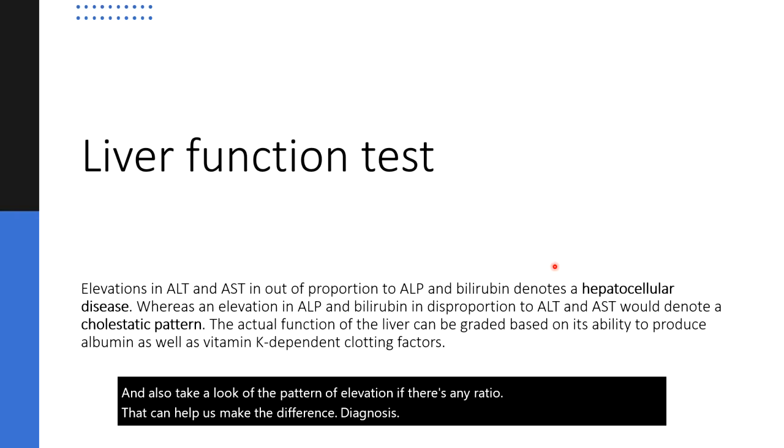The actual function of the liver can be graded based on its ability to produce albumin, right? And also clotting factors depending on vitamin K. So PT is also one very good test to do.